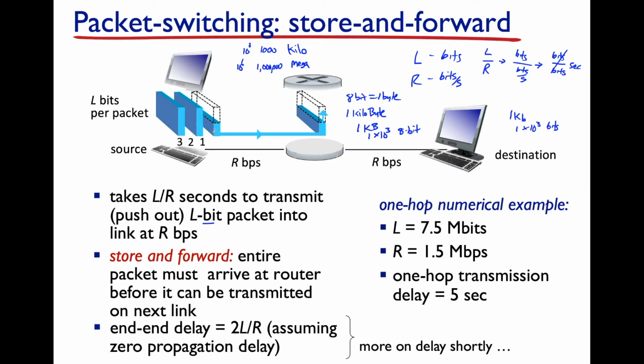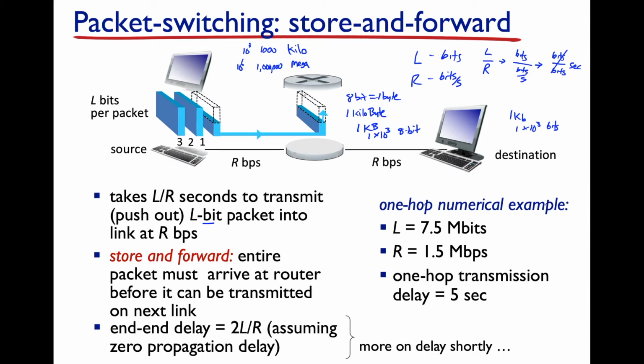And once that last bit of the packet has been transmitted, only then is it considered successfully transmitted to whatever is on the other end of that link. And on the other end of the link in this diagram is a router or packet switch. And so for store and forward, the entire packet has to arrive at the router before it can be transmitted.